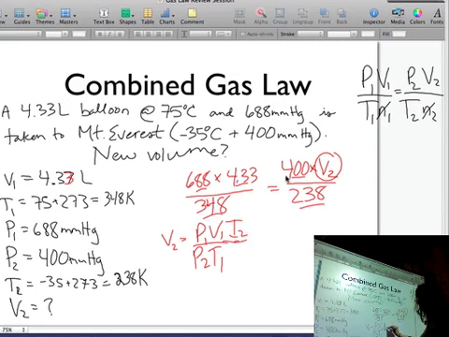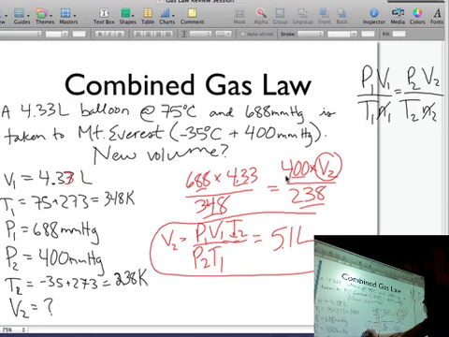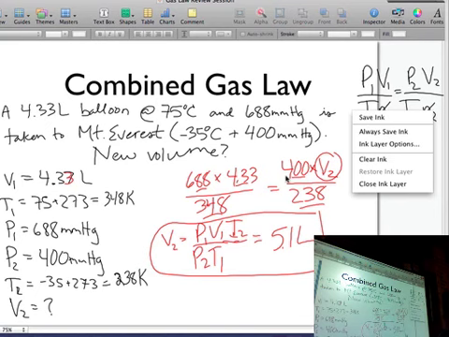This is very wrong, I got a small number. Alright, I'll plug numbers in and see what happens. My new volume is 5.1. Anybody get that? 5.09.